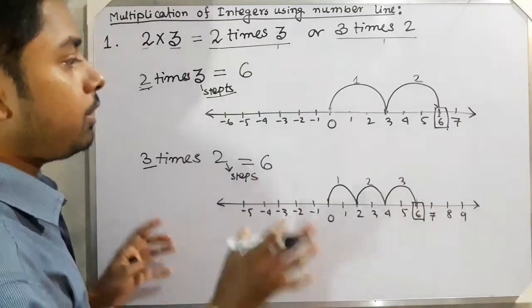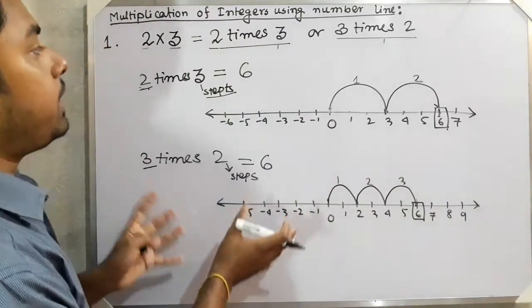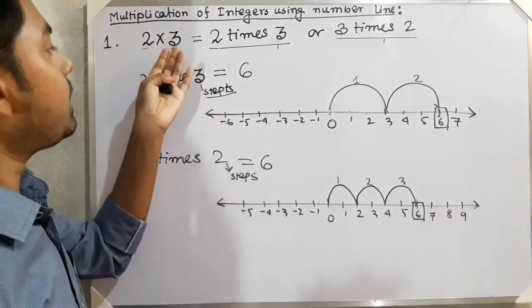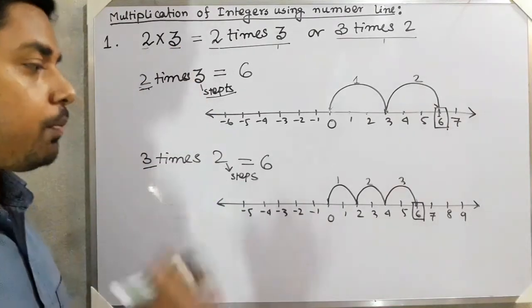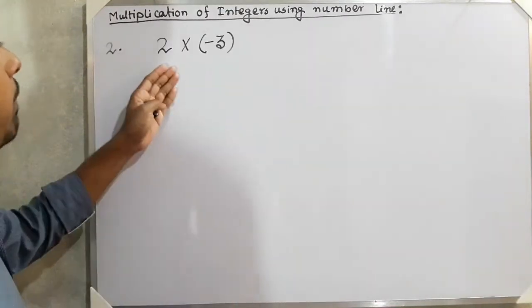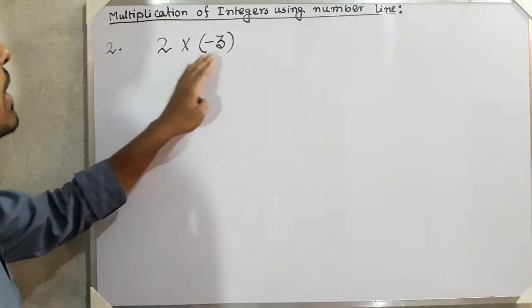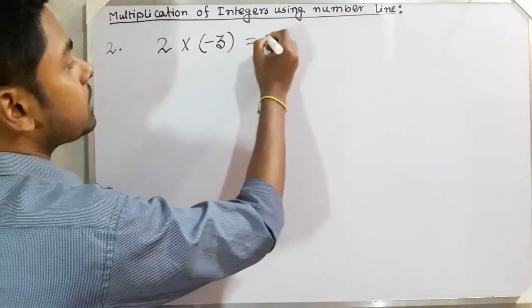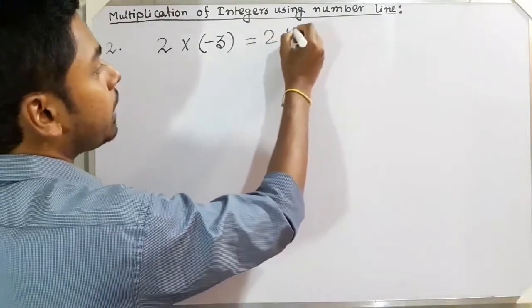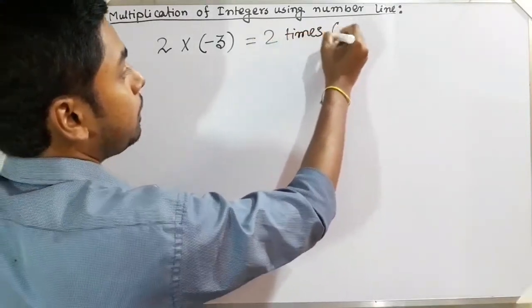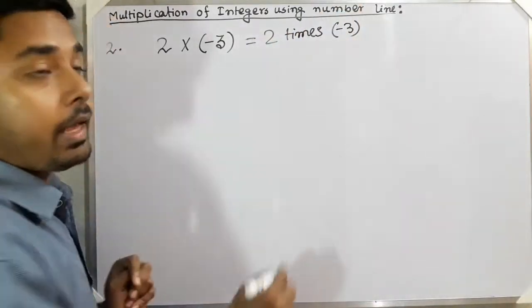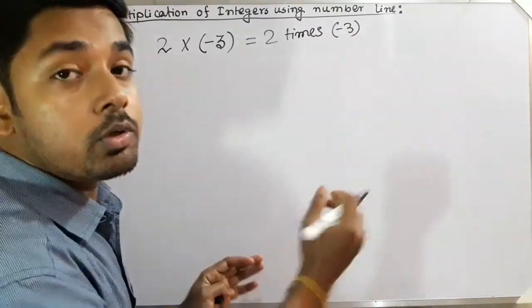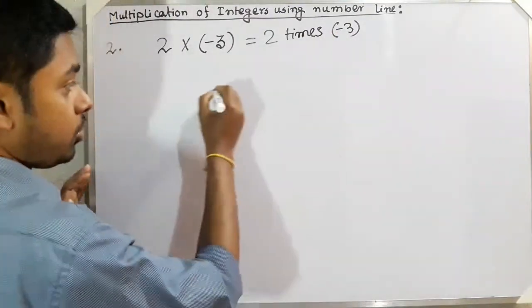Okay. Now you will pause the video to note it down. Then we will take a positive integer and a negative integer. Okay. So pause the video to note it down. Now we have taken one positive integer and one negative integer. So this thing also we can write as 2 times minus 3. And minus means which side you have to go? Left side. So draw the number line first.